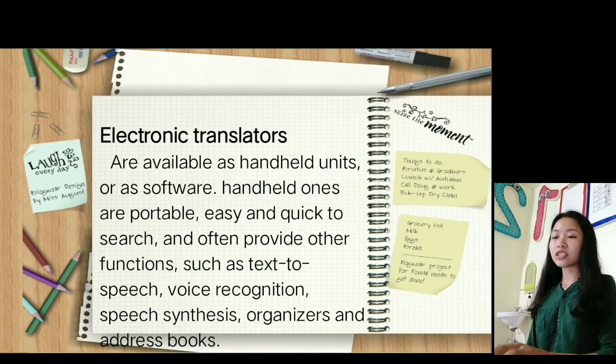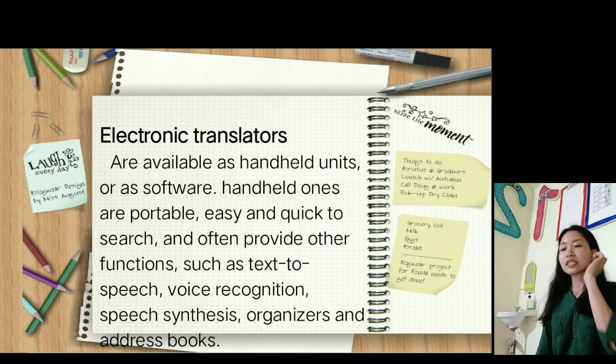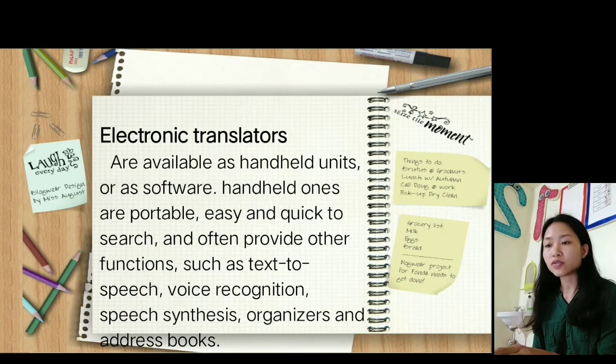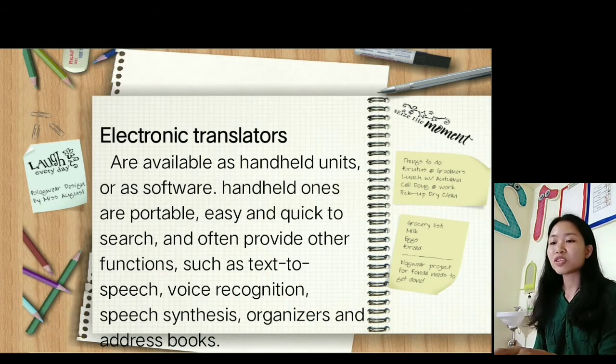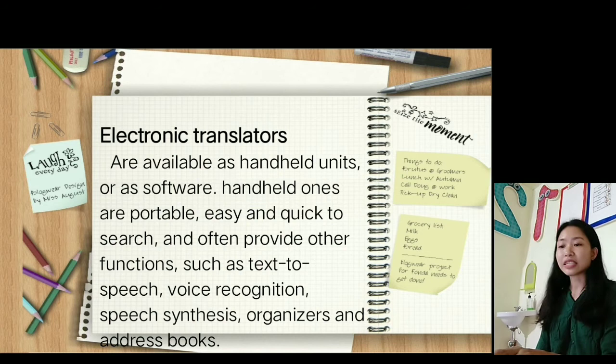Next are electronic translators, available as handheld units or as software. Handheld ones are portable, easy and quick to search, and often provide other functions such as text-to-speech, voice recognition, speech synthesis, organizers, and address books.